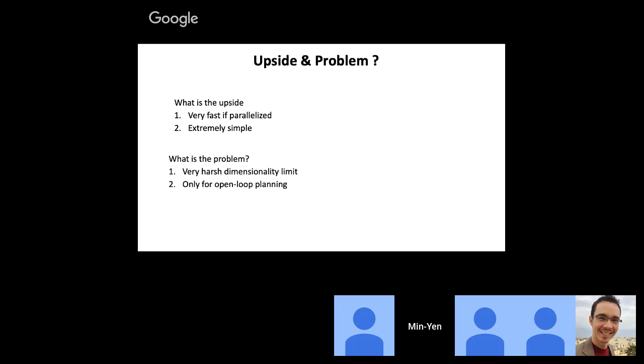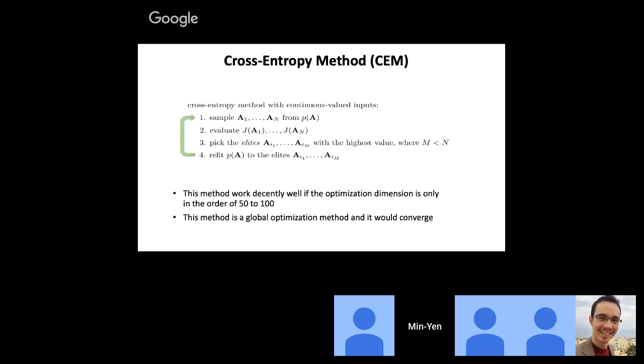Okay, we have to do that. If you go to the previous slide, I don't think the M is actually getting smaller. So they are always picking N number of samples because they pick the elites, right? And then they are refitting the probability distribution and they're just throwing away the elites. So I don't think the M actually changed throughout every single iteration.